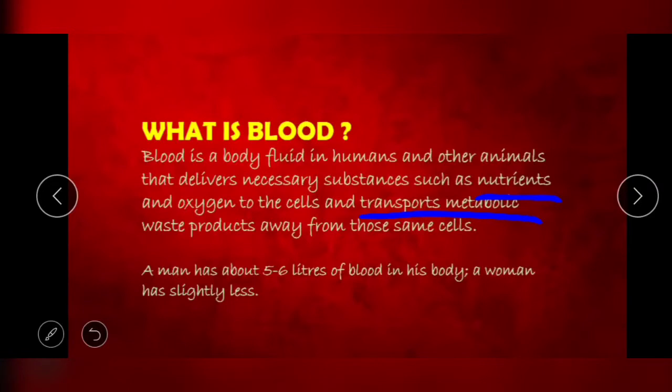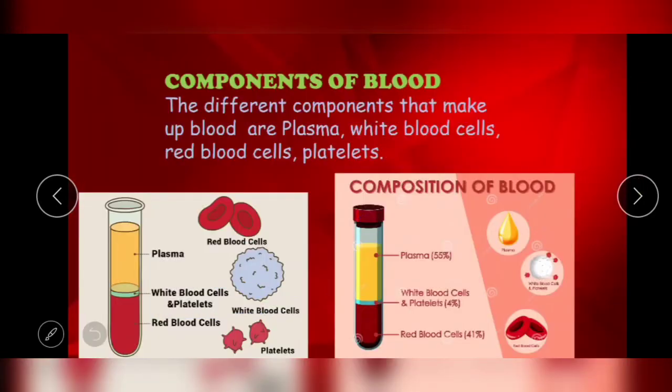Always the blood quantity in a man is more than that a woman has. Here it is given, a man has about 5 to 6 liters of blood, whereas a woman has slightly less than what a man has. So now we have learned what blood is. Now let's see what the components of blood are, like what does blood have? Why is it so important?